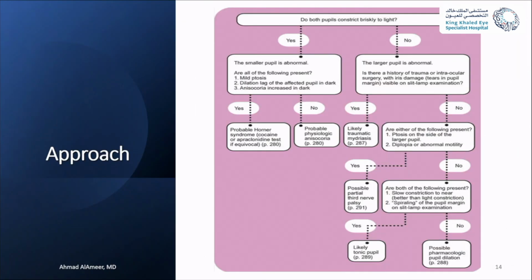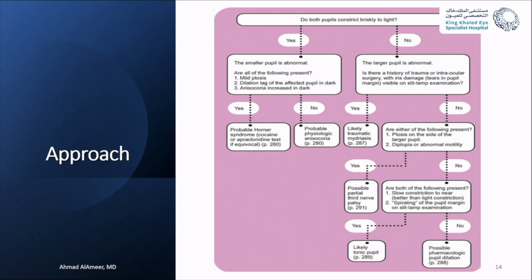Clear Horner? Easy, difficult, midway? Did you learn something new? Important to recognize Horner, to differentiate which pupil is the abnormal one, the small one or the large one. You know how to approach. You know the apraclonidine test. The patient is going to have dilation if it's Horner. You know how to work up the patient. Okay? That's the most important thing in your emergency and your real practice.